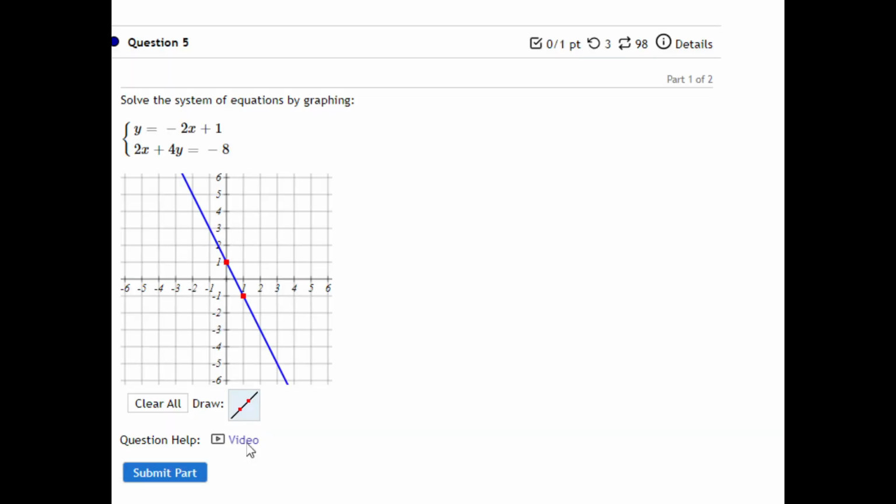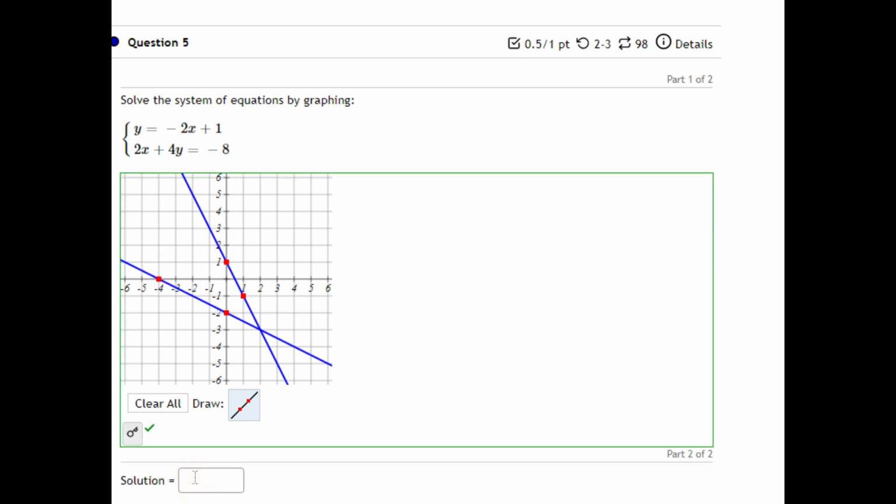So let's go ahead and select my line tool again. So the first one would be 0, negative 2. And the other one would be negative 4, 0. Let's go ahead and submit that.